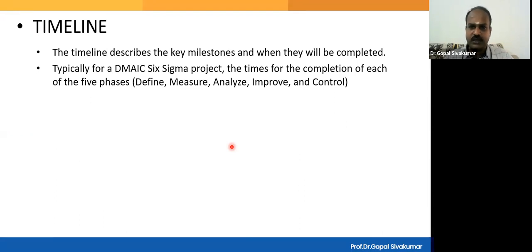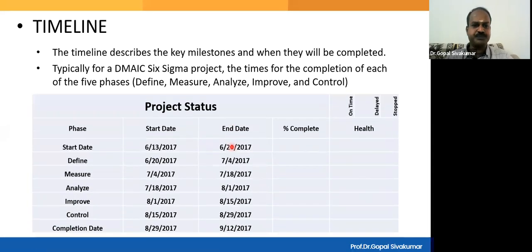You can also have a kickoff before a define, and then you can also have a project closure after control. And this is a specific typical timeline template where you can see the project start date mentioned, and then start date and end date for the define, measure, analyze, improve, and control are indicated. And then finally the completion date is given.